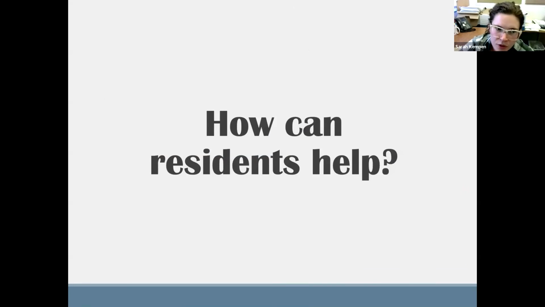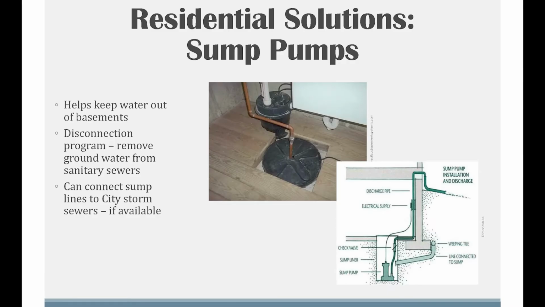Okay, so now I'm going to go into how residents can help with these flooding issues that I've talked about. A lot of people are probably aware of sump pumps. The same idea: if you end up with water in your basement, you want to get that water out and away. There was a disconnection program that the city had to remove groundwater from the sanitary sewers. We do not have that program going on right now, but I know there's been discussion to start that again, just because there are some other neighborhoods that could definitely use that.